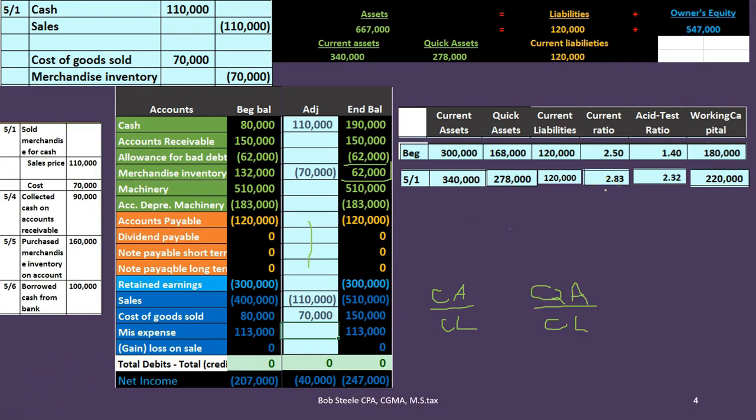So notice this does kind of what you would expect, right? When we make a sale, we like selling stuff, and that increases both our current ratio and our acid test ratio. It increases the acid test ratio by more because of the fact, of course, that the merchandise inventory is not included in the acid test, and therefore the numerator here went up by the 110, whereas the numerator here only went up by the 40, the difference between the 110 and the 70.